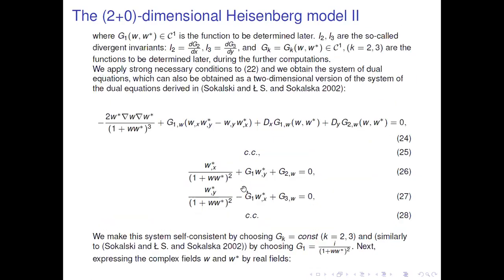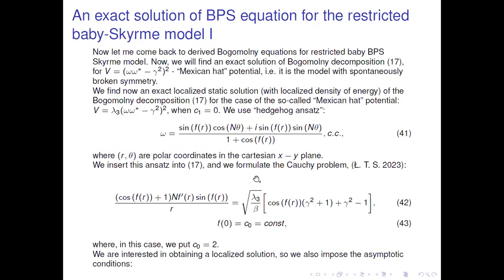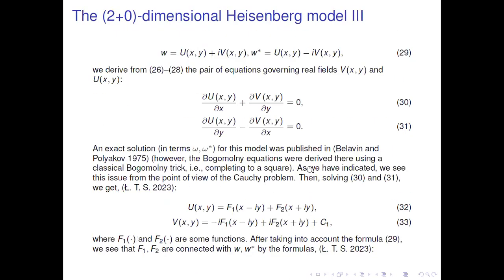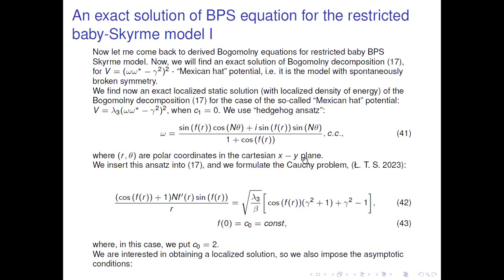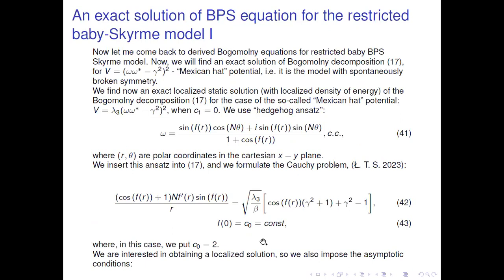Now we are interested in exactly solving the obtained Bogomolny equations, equation 17, for a concrete form of the potential V. Let's choose the potential of the so-called Mexican hat form. And we use the hedgehog ansatz. For simplicity, we put the constant C1 as zero. We insert this ansatz into equation 17, and we get the usual ordinary differential equation. We formulate a Cauchy problem.